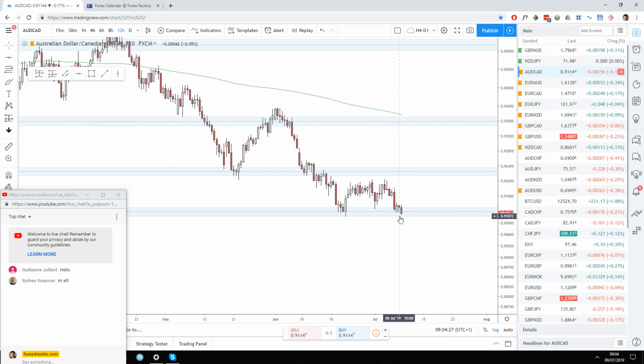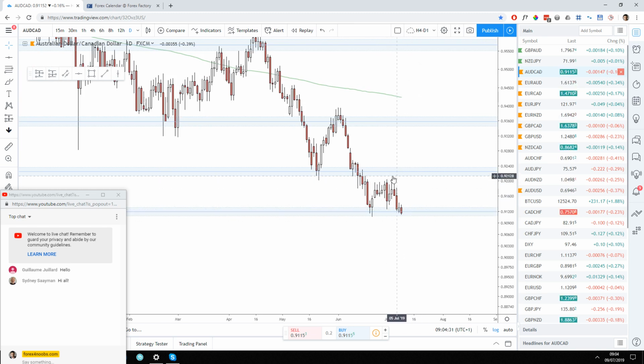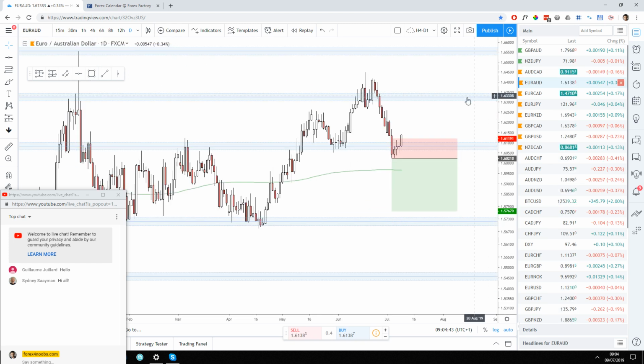It looks like it's making new lows, so it looks like it might break through this support area. If we were to enter a trade here, it would be a counter trend reversal anyway. Counter trend trades are somewhat risky. So yeah, just watch and wait with this one.